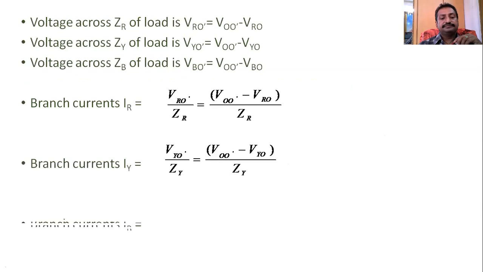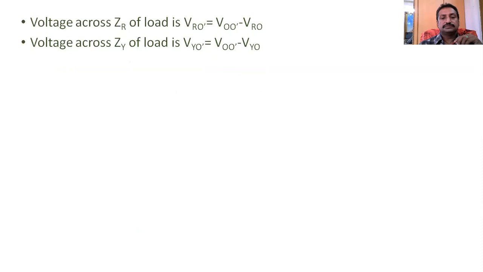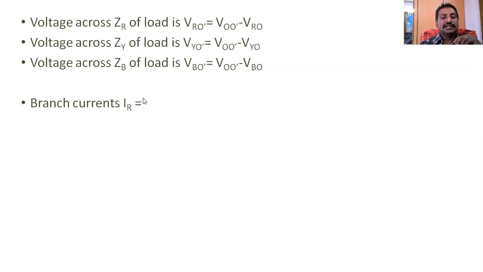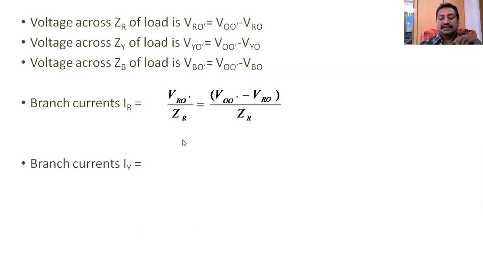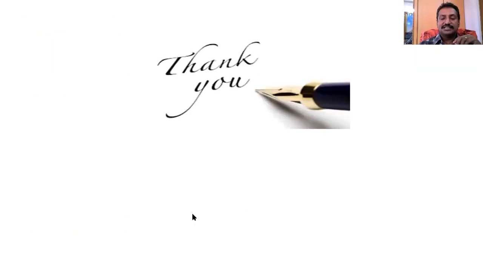See here. VRO dash is equal to VO dash minus VRO. VYO dash is equal to VO dash minus VYO. VBO dash is equal to VO dash minus VBO. Then branch currents, very simple: IR is VRO dash divided by ZR. Branch current IY is VYO dash divided by ZY. Branch current IB is VBO dash divided by ZB. So that is about this.